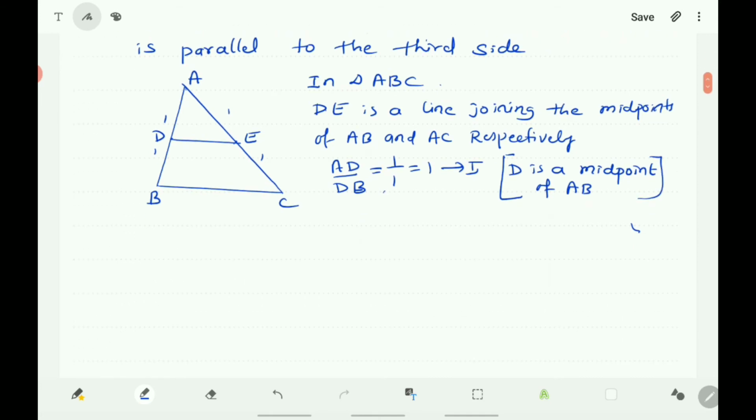Then the second one is AE by EC equals 1 by 1, because E is a midpoint, which means AE is equal to EC. Here DE divides AC in the ratio 1:1. So AE by EC is equal to 1 by 1, that is also equal to 1. So let us consider this as second.